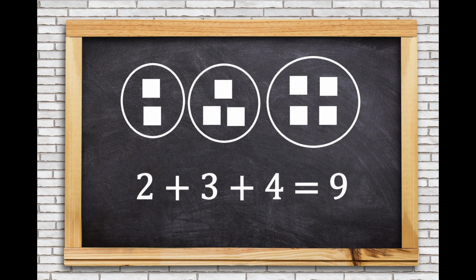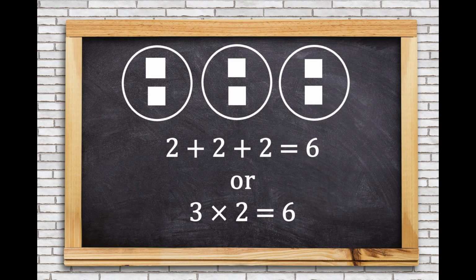There are 3 sets of squares. One set contains 2 squares, another set contains 3 squares, and the final set contains 4 squares. Since the sets do not contain the same number of squares, we would have to add each individual number to determine the total number of squares. In this case, we would find the sum of 2 plus 3 plus 4, which is equal to 9.